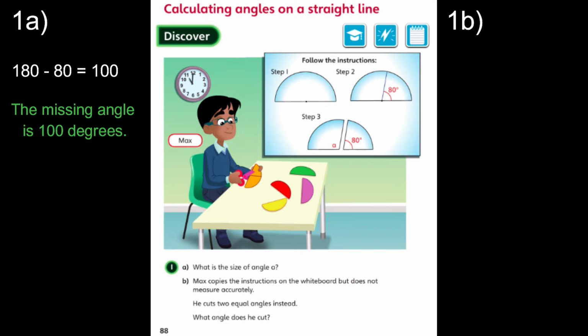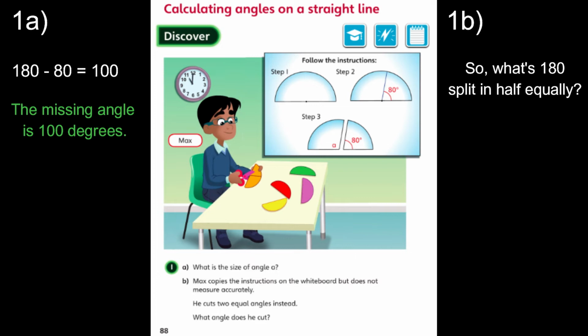Max copies the instructions on the whiteboard, but does not measure accurately. He cuts two equal angles instead. What angle does he cut? Alright, so he was trying to do what they told him to, but instead he made angles that were the same size. Well, if he made two angles that are the same size and they have to add up to 180 degrees, I know I can just split 180 degrees in half and find out what those two angles are.